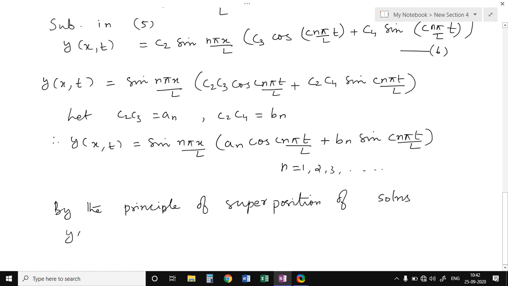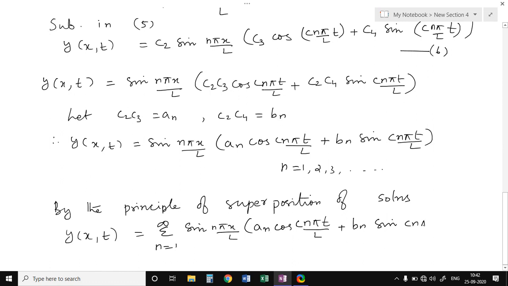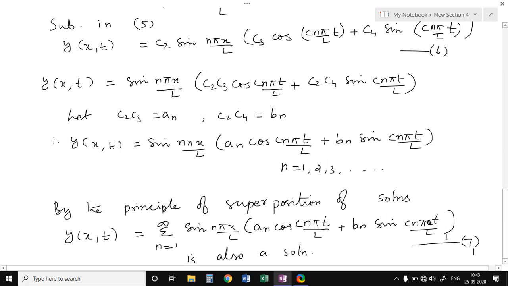y(x,t) is equal to sigma n varies from 1 to infinity sin(nπx/l) [an cos(cnπt/l) + bn sin(cnπt/l)] is also a solution of the given equation. I'll take it as the seventh equation.